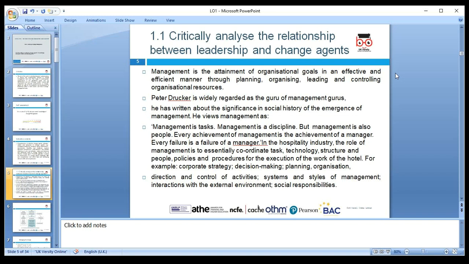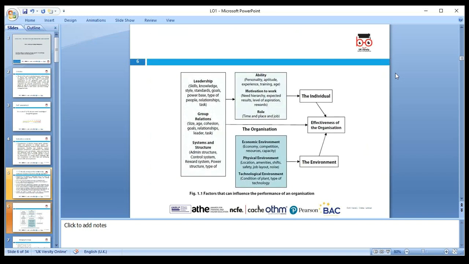In the hospitality industry as well as in any other industry, the role of management is to coordinate the task, technology, structure, policies, and procedures that execute the work of the hotel. For example, corporate strategy, decision making, planning, organization, direction and control activities, system and style of management, interaction with the external environment, social responsibility. That's all crucial to be achieved.